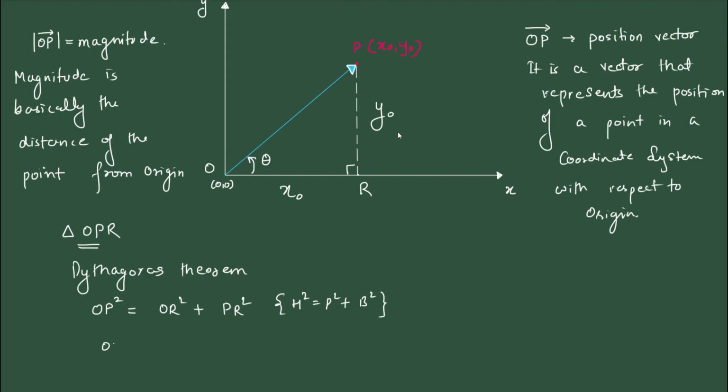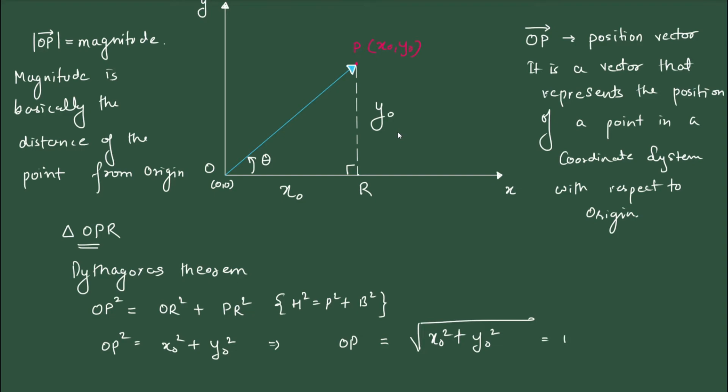Now OP square becomes OR square plus PR square, which is x0 square plus y0 square. So OP is basically the square root of x0 square plus y0 square. This is the distance of the point O from the point P, or vice versa. This is the distance of the point P from the point O, right?